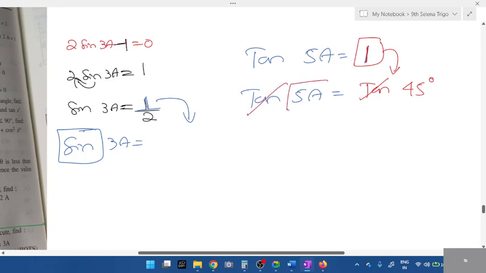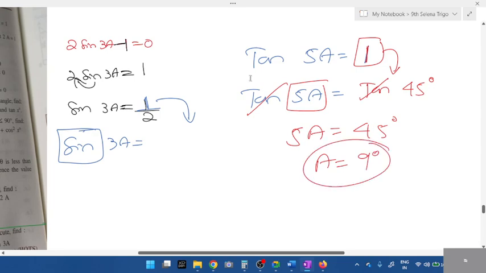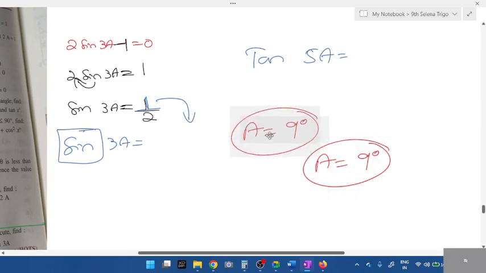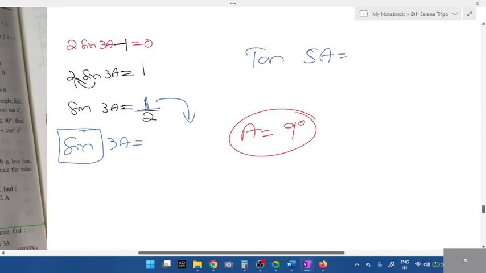Okay, so what do you have to compare? 5a is equal to 45, so a is equal to, 45 by 5 is how much? 9 degrees. Okay, let us cross-check. A is equal to how much? 9 degrees. Solve this question. They asked us to find tan 5a. A is equal to 9.